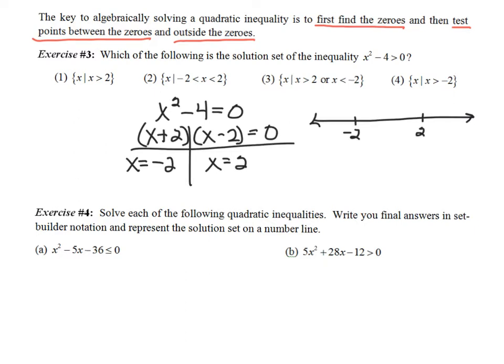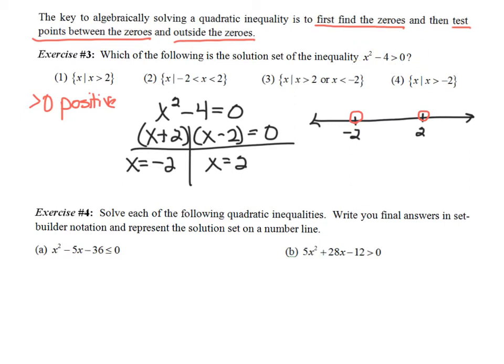Now when I look back at my inequality, I see that I want greater than 0 this time. So greater than 0, of course, means that I want all the solutions that give me positive answers. Notice that greater than 0 does not include the endpoints, so that tells me that I'm going to put an open circle at the -2 and the +2. Now what we're going to do is test a number that falls in each interval. We're going to test it back in my original inequality and see if the inequality is true.